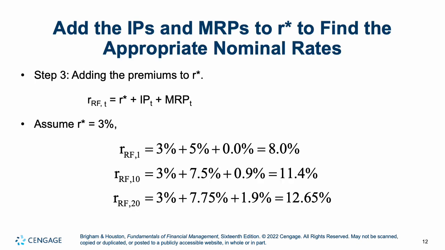So once we add our risk-free rate before inflation, and then add in our inflation premium and our maturity risk premium, we'll find our appropriate nominal rates. So our base rate is 3%, not taking into account inflation. And then once we add inflation and maturity risk, 1 year 8%, 10 years 11.4%, 20 years 12.65%. So as you can see, rates are going up as time goes up as well.